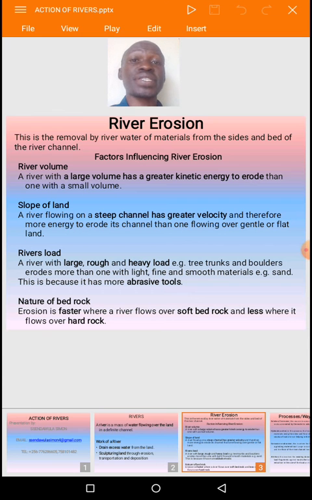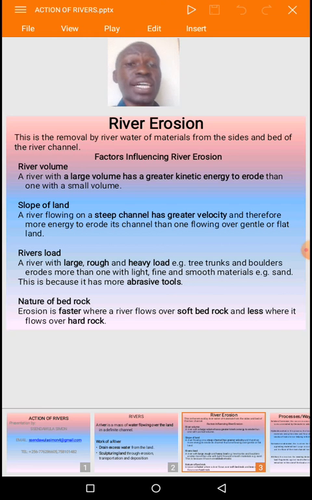Factors influencing river erosion. What will dictate how much material is removed from the sides or from the bed? River volume, the first one. How much water is being carried by this river? The greater the amount of water, the more will be eroded.